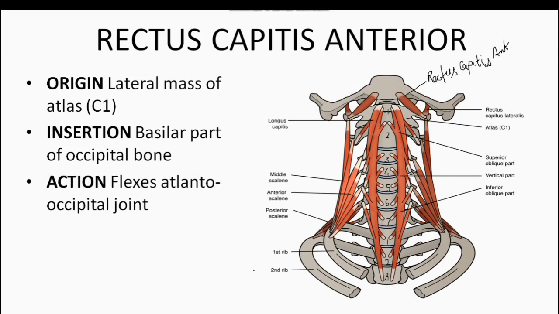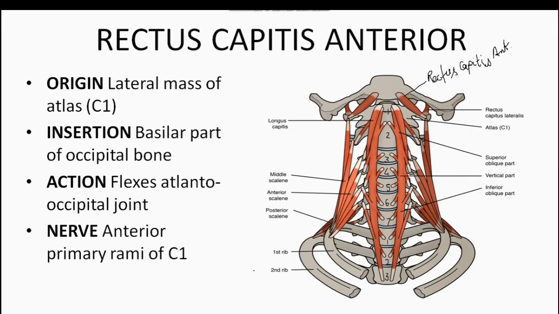Action is to flex the atlanto-occipital joint. Wherever the word is atlanto-occipital, it means the occipital bone, which I showed you at the base of the skull, and atlanto is the first vertebra. So there is a joint in between these two structures. Clear? That's why you saw the word atlanto-occipital in the earlier slide also. Now, it is innervated by the anterior primary rami of C1.